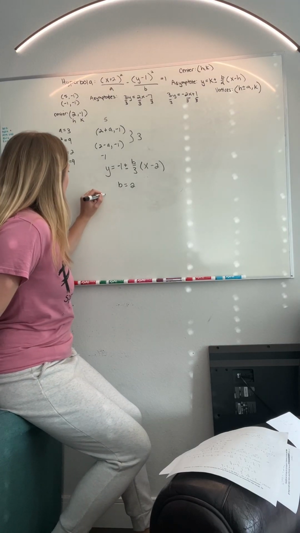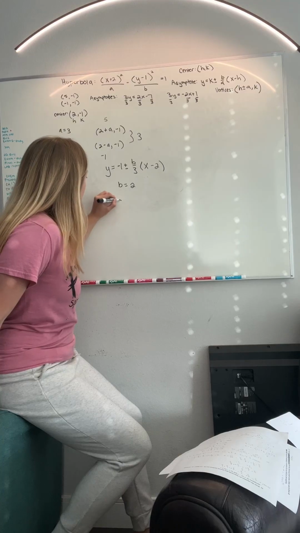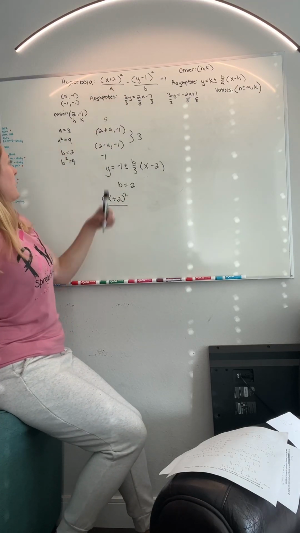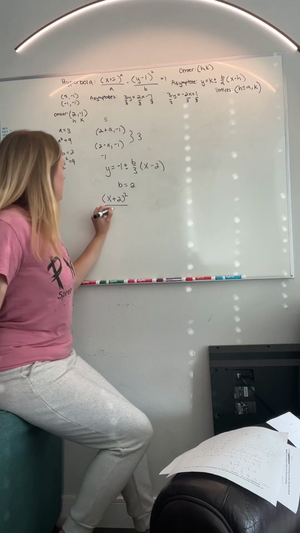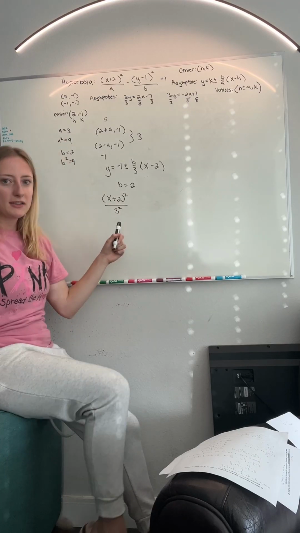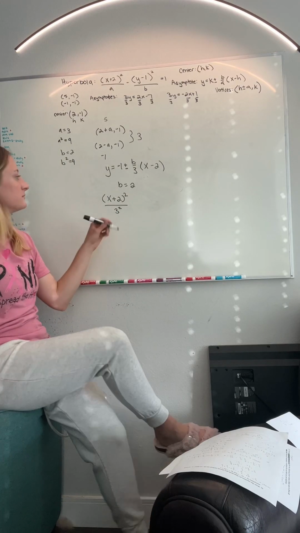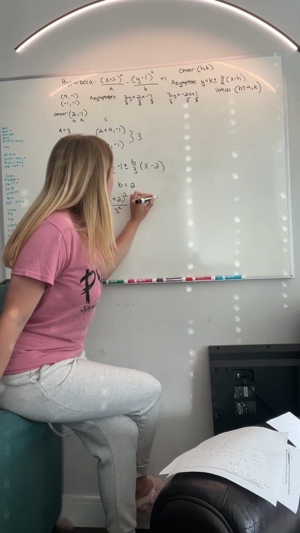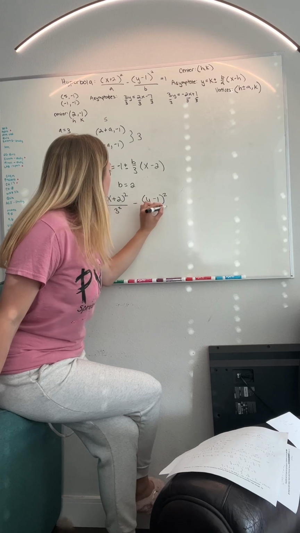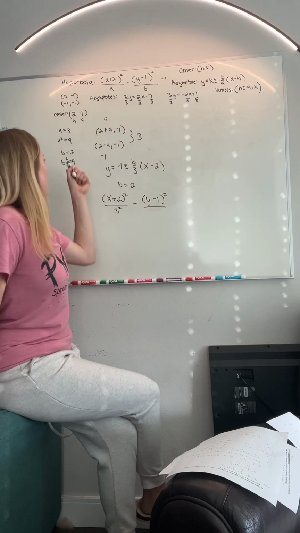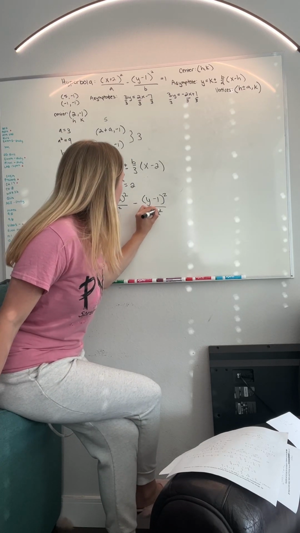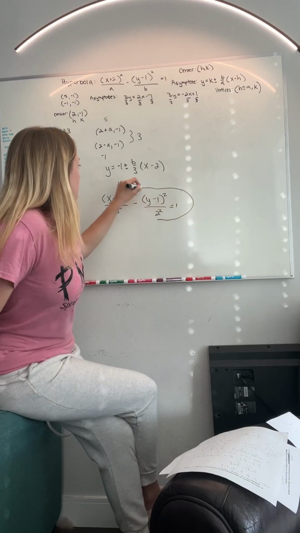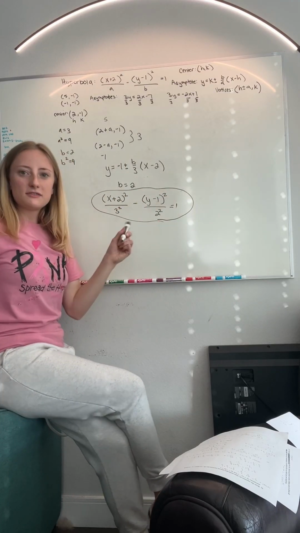So x plus 2 squared over, that should be a squared, which is 9. I'm writing it that way because it's easier when graphing. Then we have y minus 1 squared over b squared, which is 4. And that should equal 1. And that is the formula for our hyperbola.